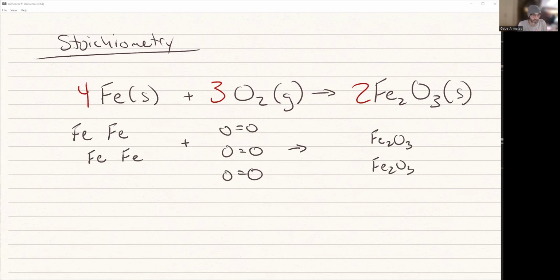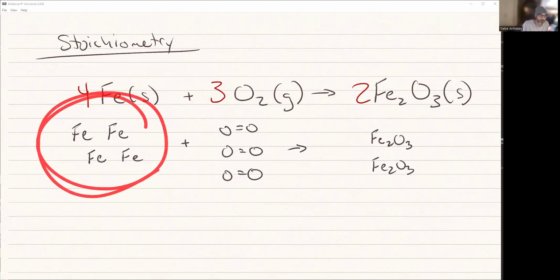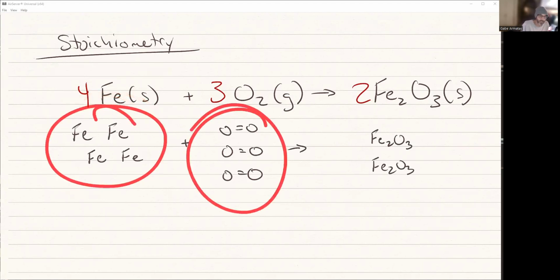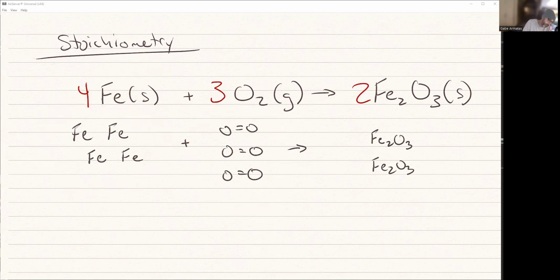It balances out. There's 4 oxygens on each side. There's 6. There's 6 oxygens. There's 4 irons on both sides. This is what it looks like. But we can't really think like that. The way that we actually have to see it as chemists is it's not that I have 4 molecules or 4 atoms of iron and 3 molecules of oxygen. What we really have is I have 4 moles of iron and I have 3 moles of O2. Gives me 2 moles of rust or iron 3 oxide.